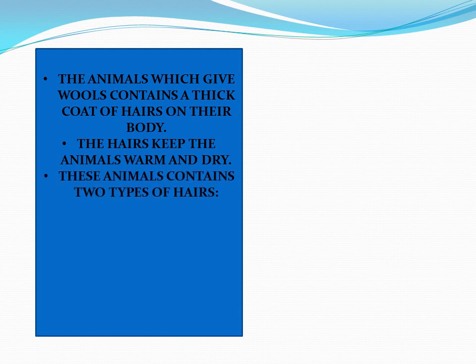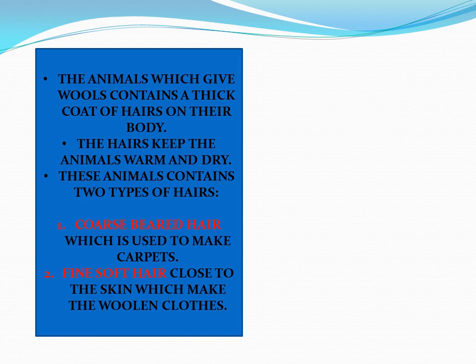There are two types of hairs present on such animals. The first one is the coarse hair, coarse beard hair. They are used to make the carpets. They are basically comparatively bigger in size and present in the outer layer. After the coarse hair, fine soft hairs are present which are close to the skin. These are very small and fine, and they are used to make the woolen clothes.